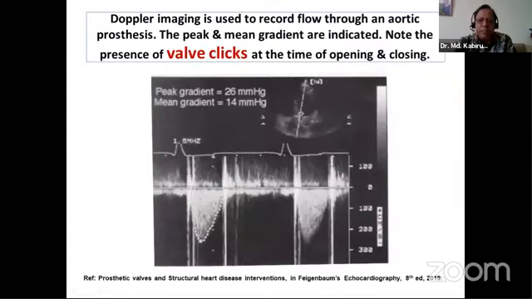This is the continuous wave Doppler spectrum across the aortic or mitral valve, obviously a mechanical valve. You can see the clicks. These are the clicks. The clicks indicate the valve is functioning normally. And this is applicable for the mechanical valve, not the tissue valve.